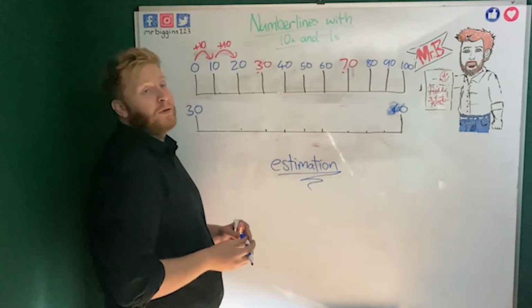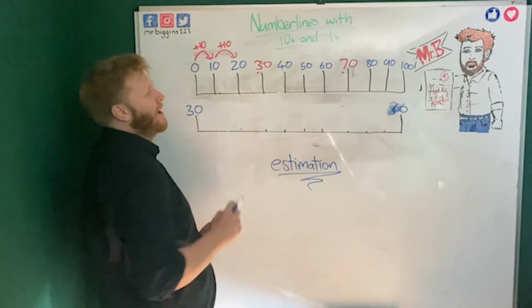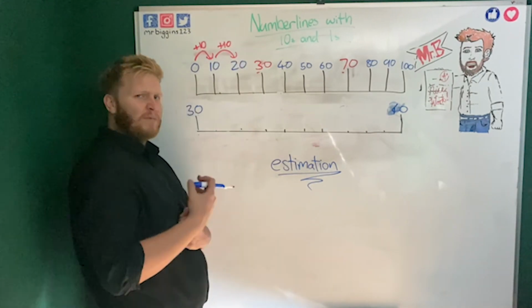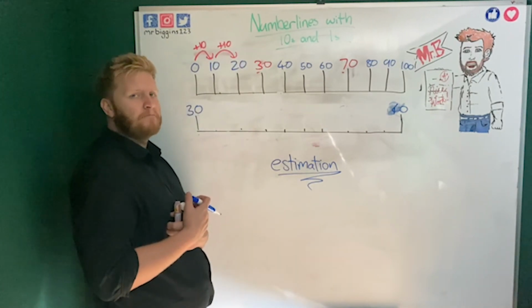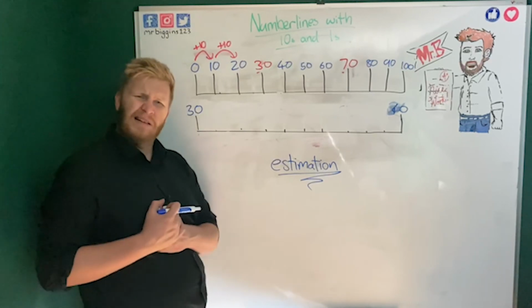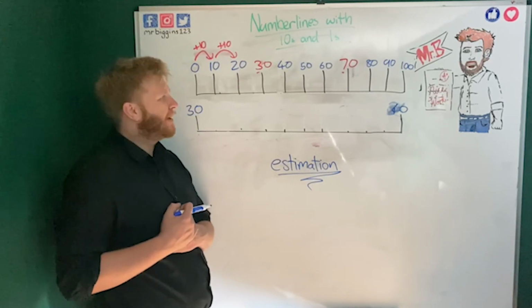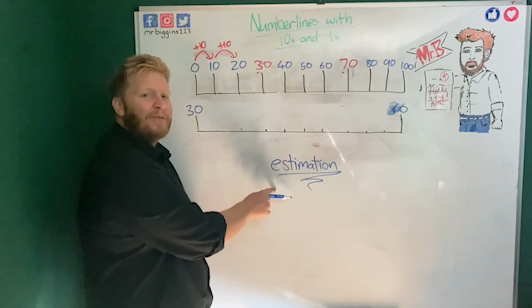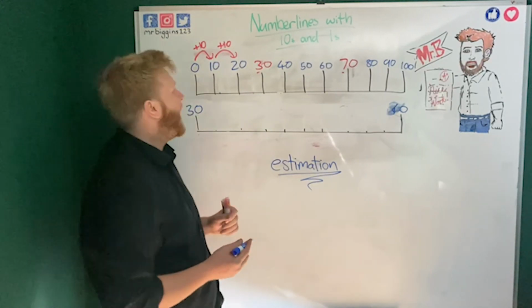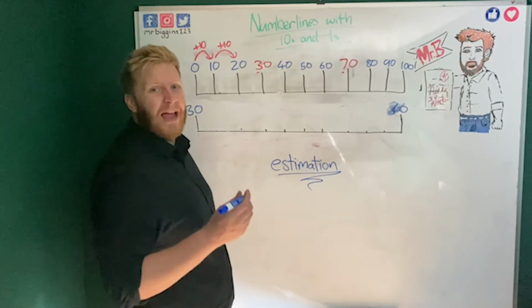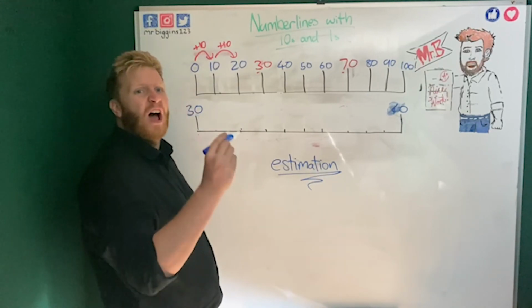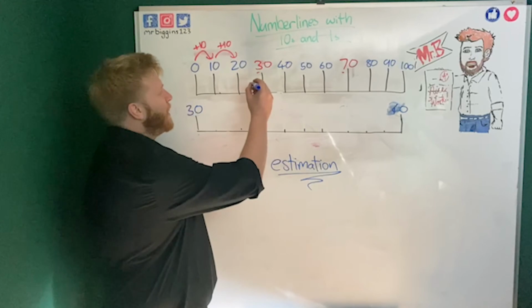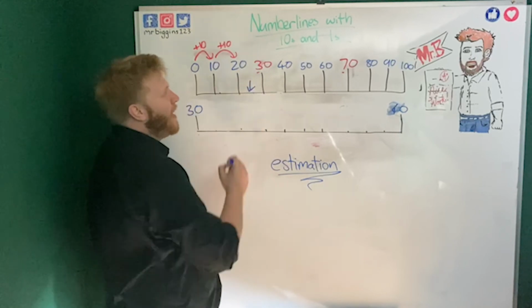Right, okay. So let's look at the top here. If someone said to you, where's number 25 on the number line? I would look at that and I'd go, oh, there isn't 25 on the number line. It goes up in tens. But I can estimate. I can have an estimation. It's a bit like a guess where it might be. Well, I know 25 is in the middle of 20 and 30. So 25 would probably be about there.